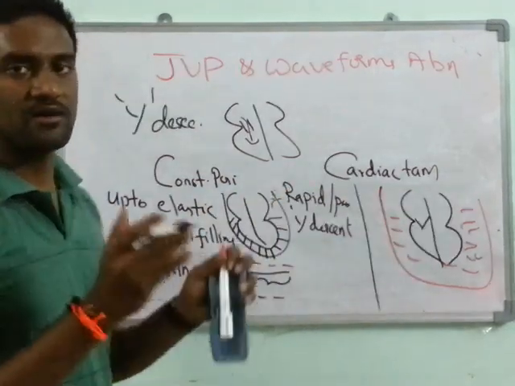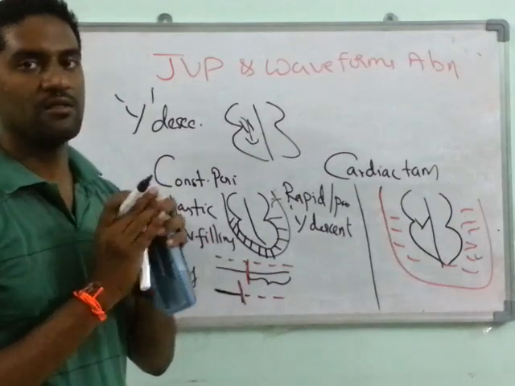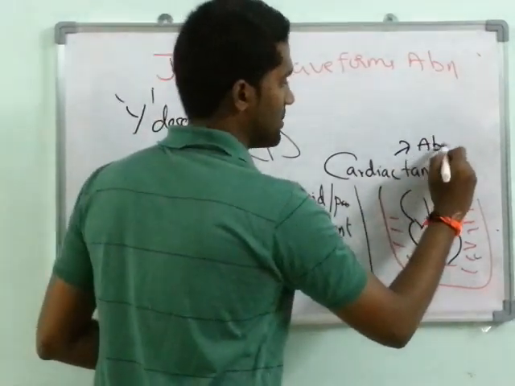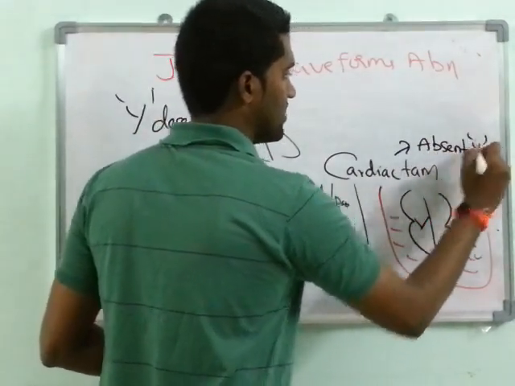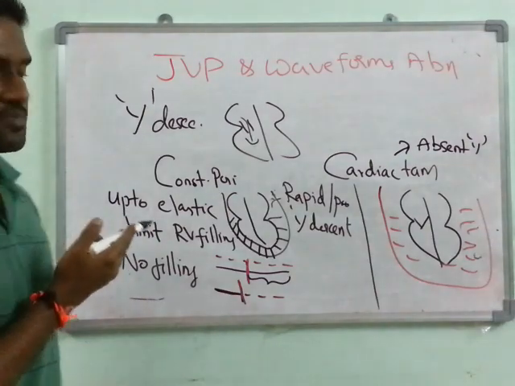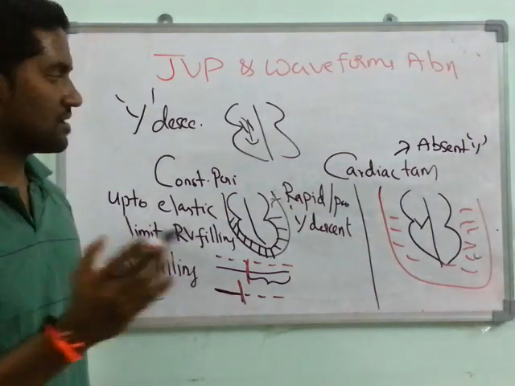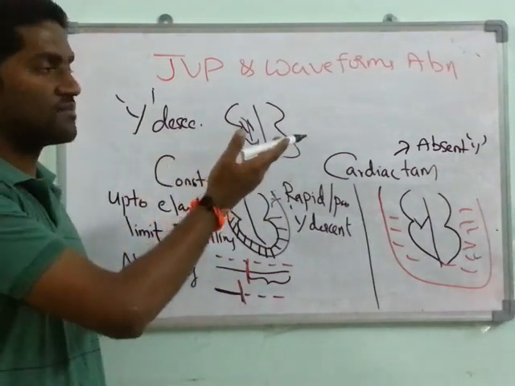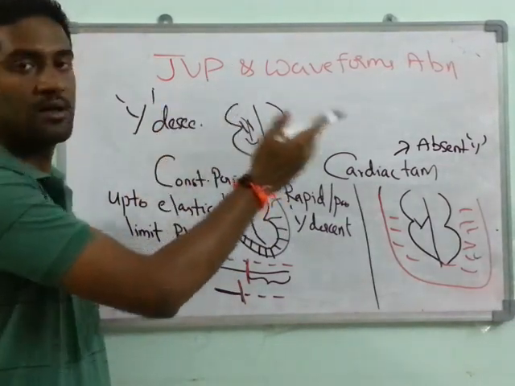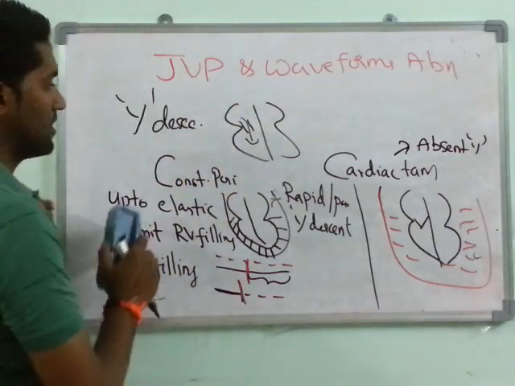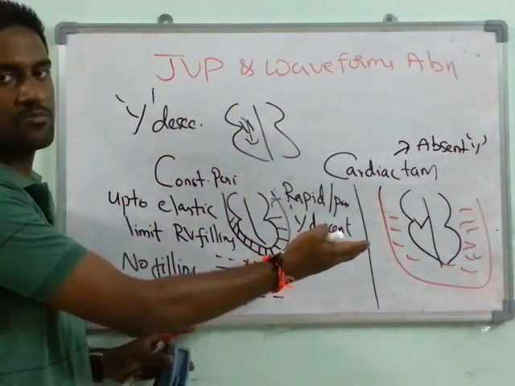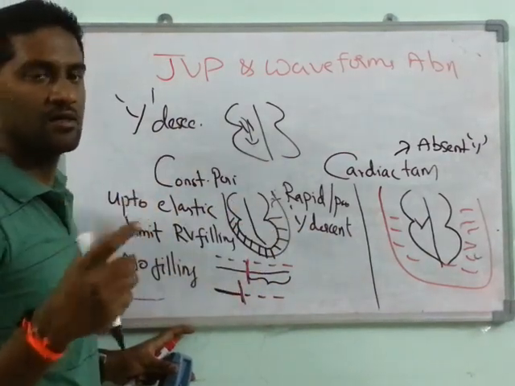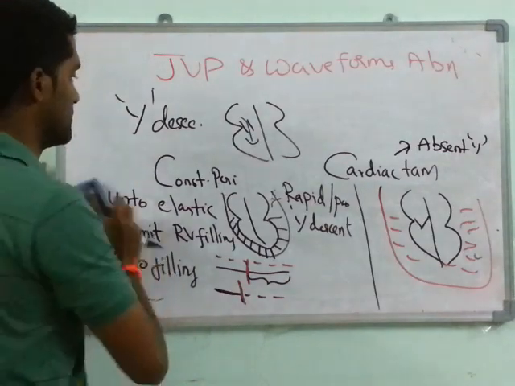Here what happens, even in the initial phases, ventricles cannot accommodate any blood, so there will be absent Y descent. Very, very important this concept. In constrictive pericarditis, there is prominent X descent and prominent Y descent. In cardiac tamponade, there is prominent X descent but absent Y descent. The reason is here total obstruction to blood flow, there partial obstruction. In the initial phase, blood enters, then later it doesn't enter.